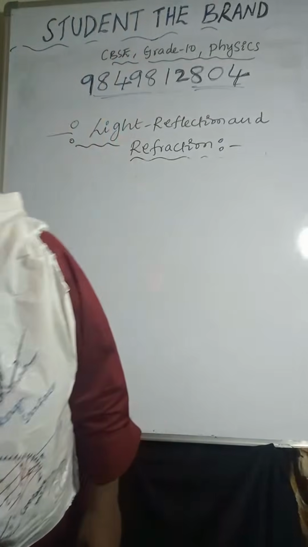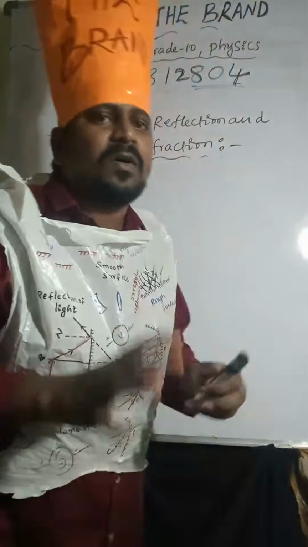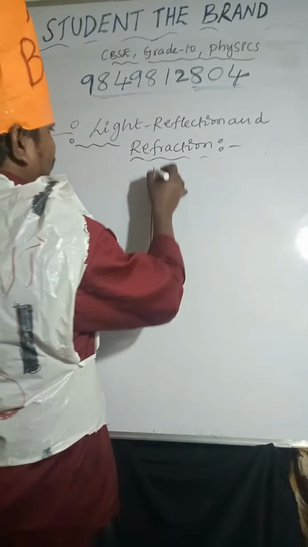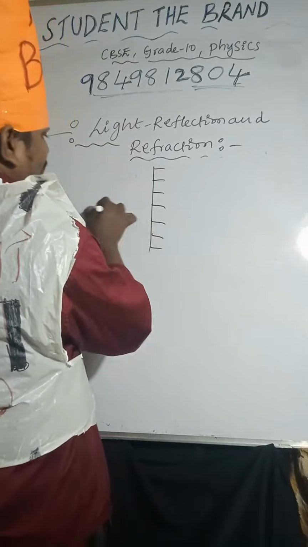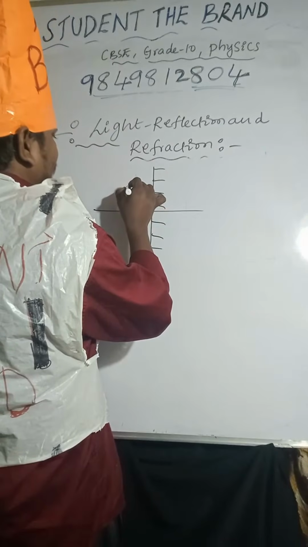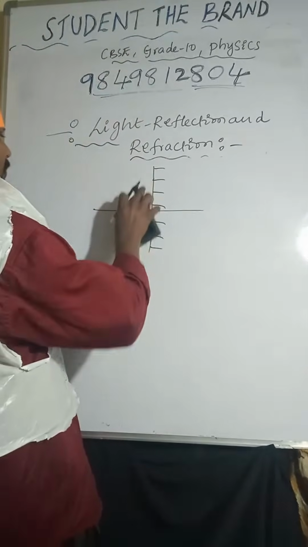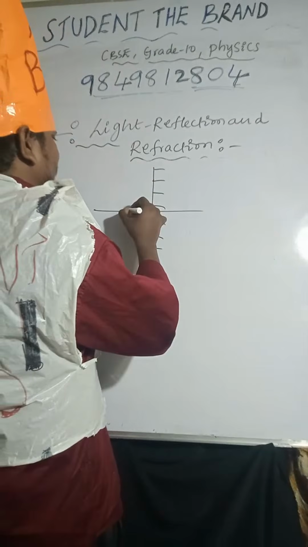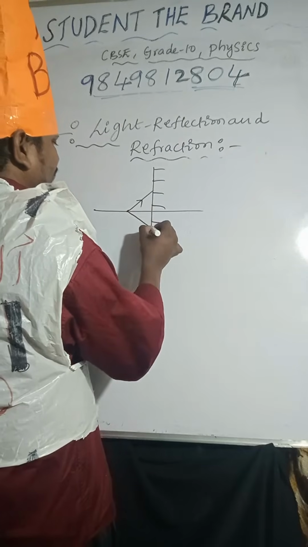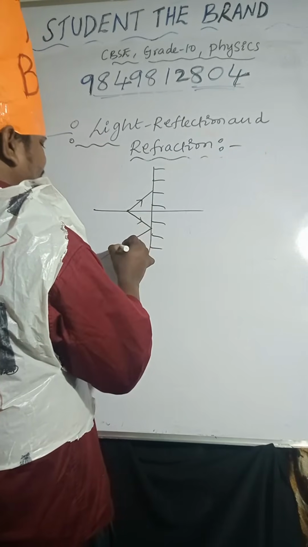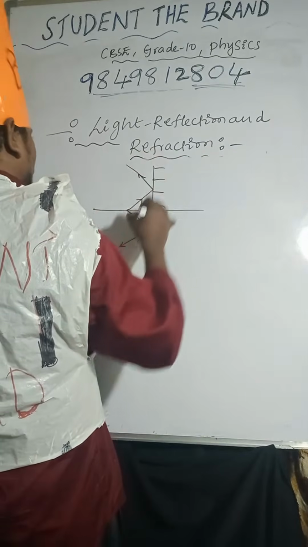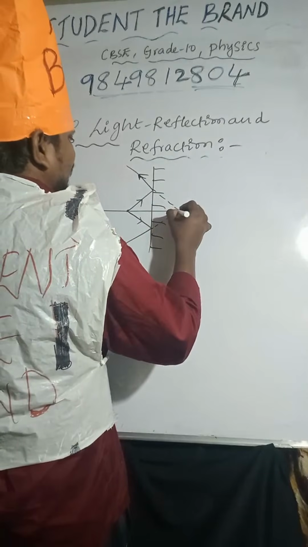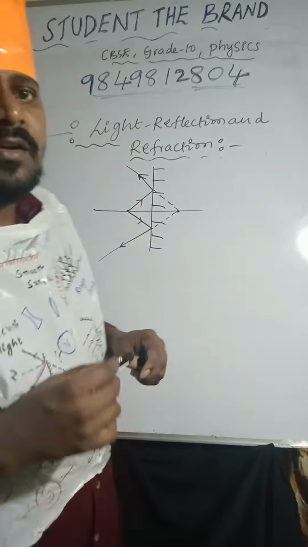Okay, so here you can observe a very important concept. I'm taking the plane mirror like this. This is the object I'm taking, a point object, and light rays are coming from that object. One light ray and another light ray are reflected. If you extend these reflected light rays, an image will form.